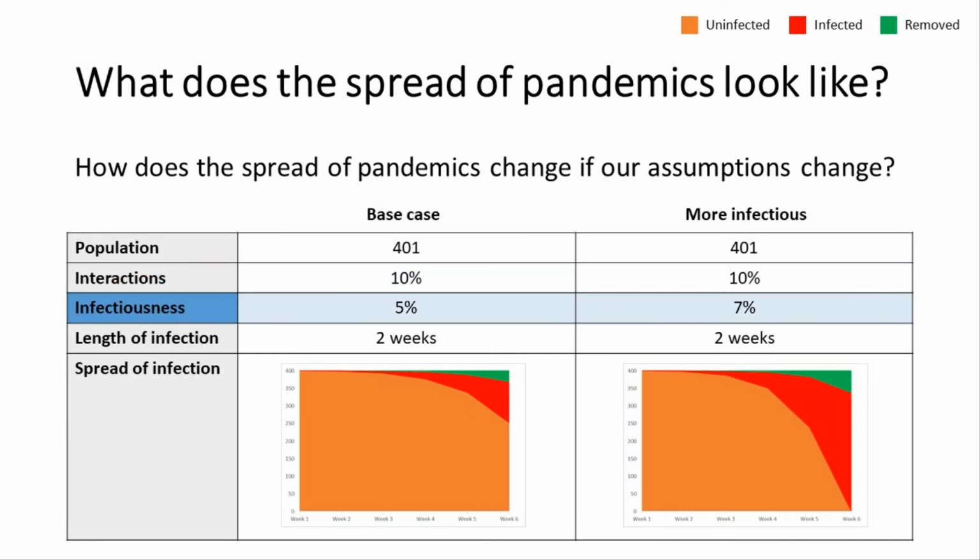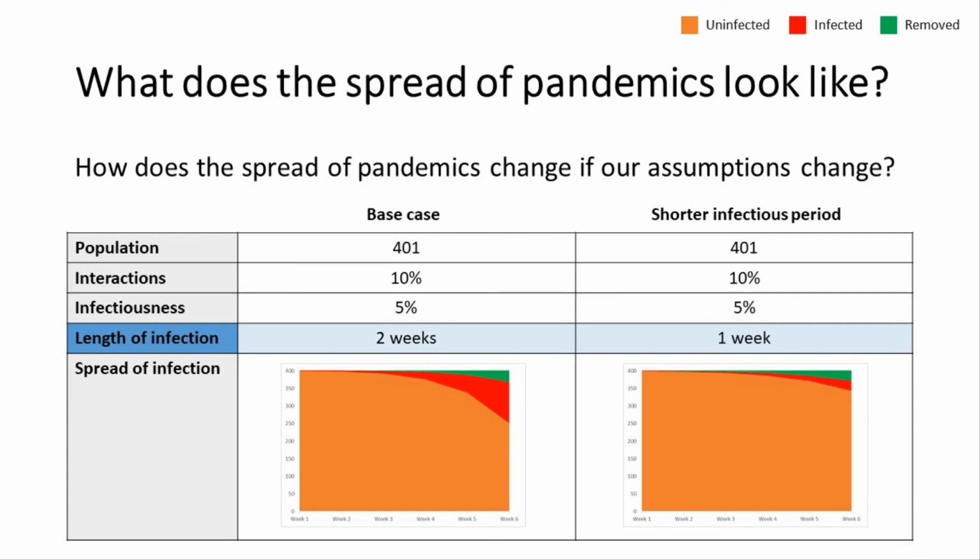The next thing that I looked at was the impact of changing the infectiousness of a disease, and the impact is crazy if you look at those graphs. So in our previous model, we've always assumed that it was 5% infectiousness. So if an infected person interacts with an uninfected person, there's a 5% likelihood of the infection being transferred. I've increased that to 7%, and you can see the difference it's made. It's huge.